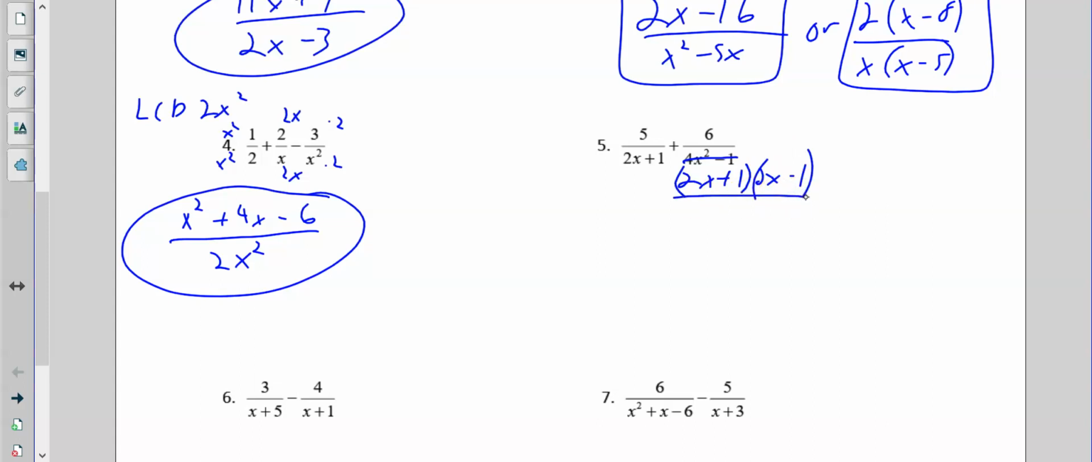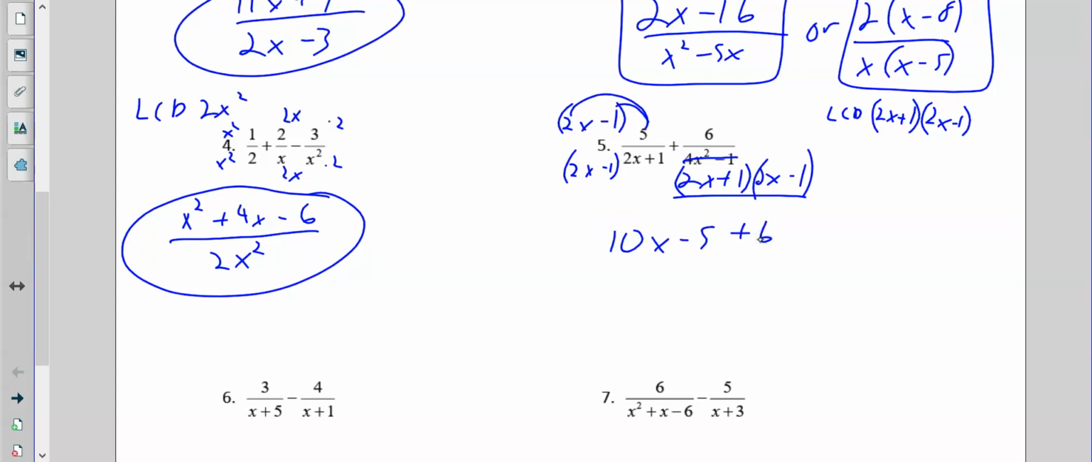Which means, and again, it's always a good idea just to write it out so you know what you're going for. It doesn't take that long to write out the LCD off to the side. So all I need to do is multiply by 2x minus 1 here. Don't forget it's in parentheses, top and bottom. Which means I need to distribute this 5 here and here. So that's going to give me 10x minus 5, and the plus 6 just rides along.